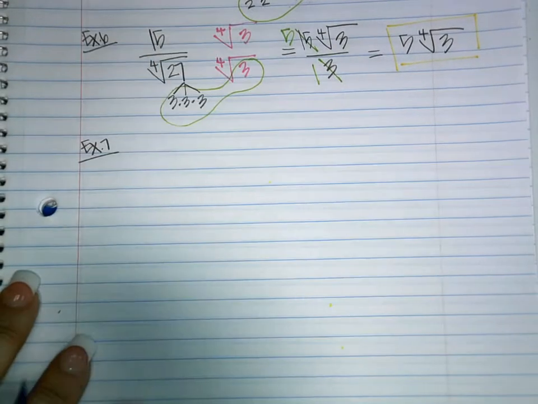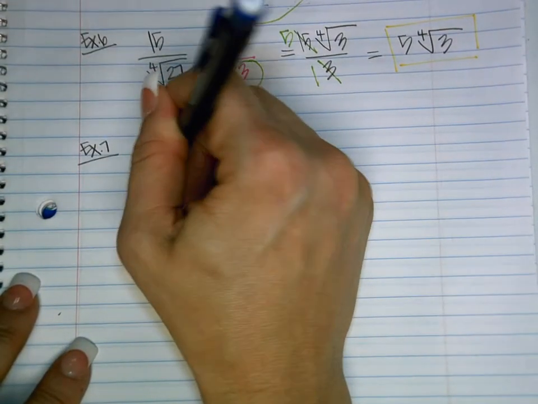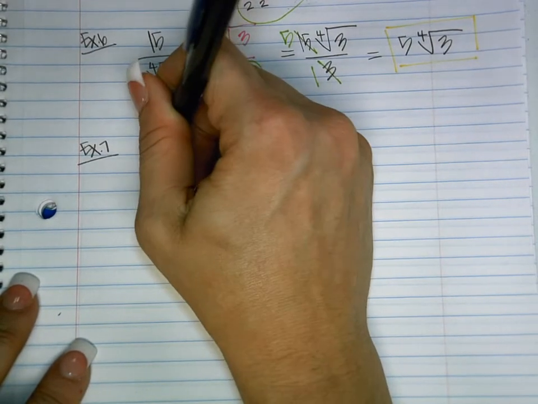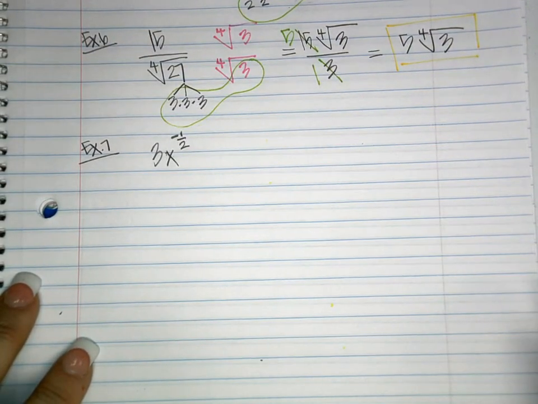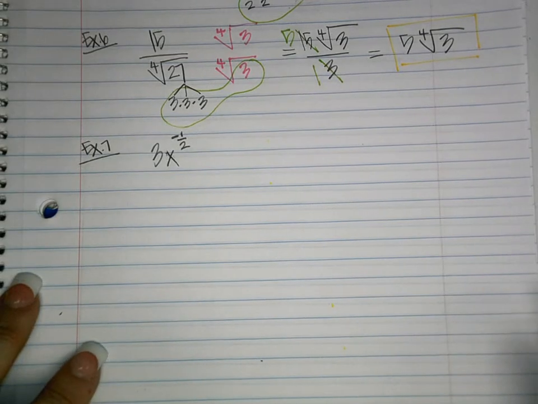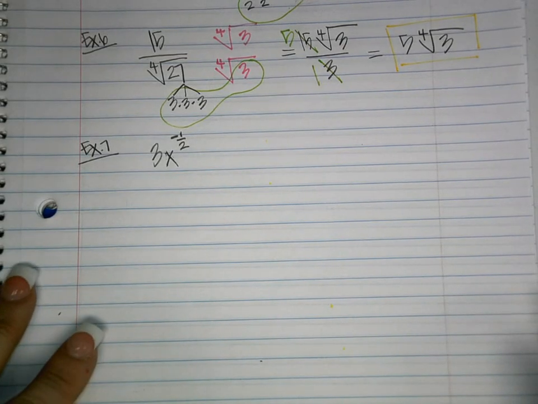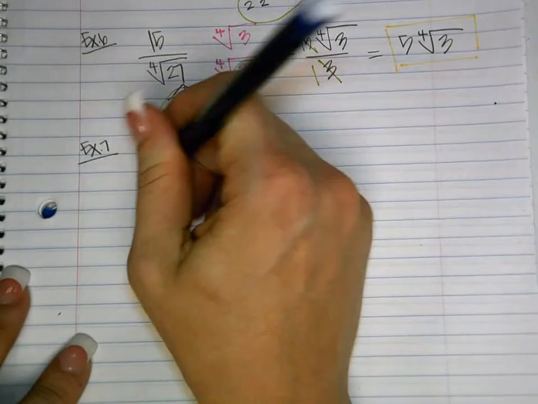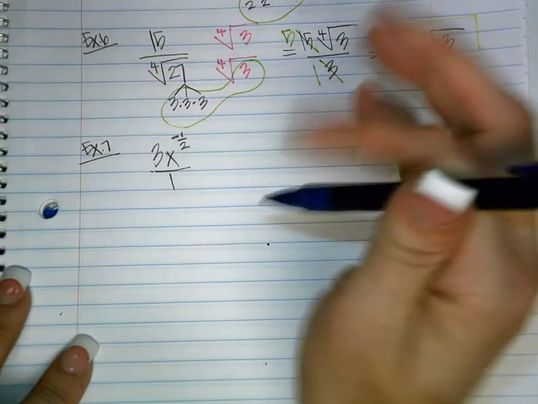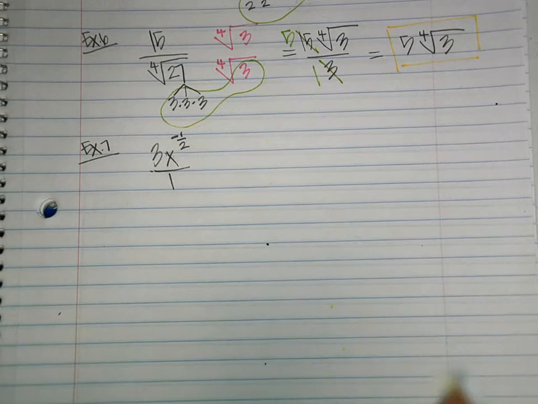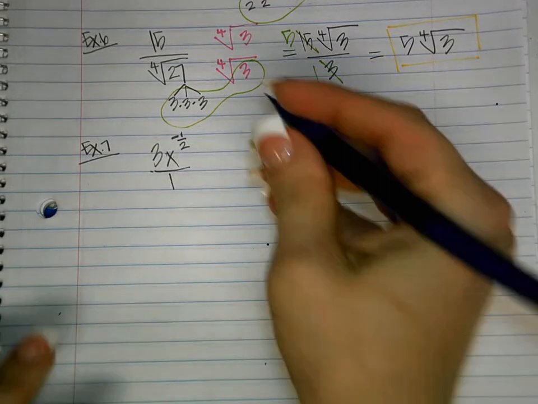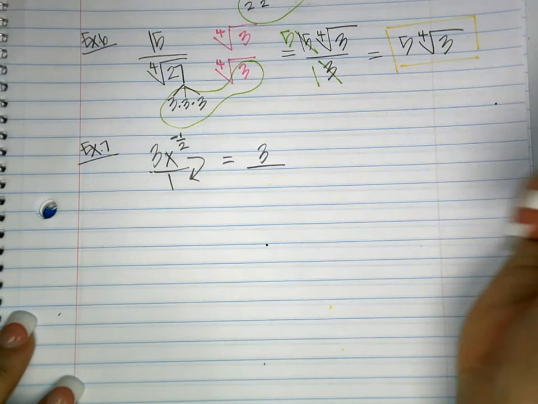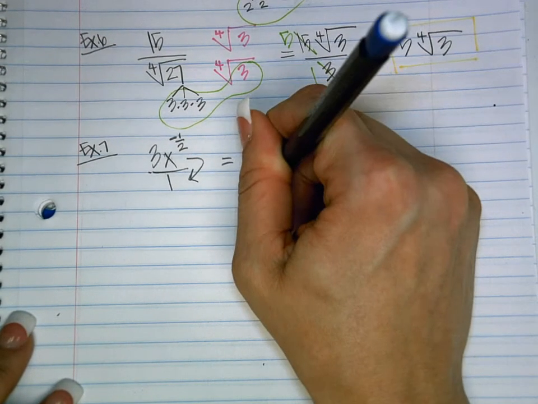Okay, for number 7, 3x to the negative 1/2. Anytime I have a negative, what do I have to do? Move it to the bottom, so make it a fraction. What's moving here? What's attached to the negative? Just the x, okay? The 3 does not move. Okay, this becomes 3x over x to the 1/2.